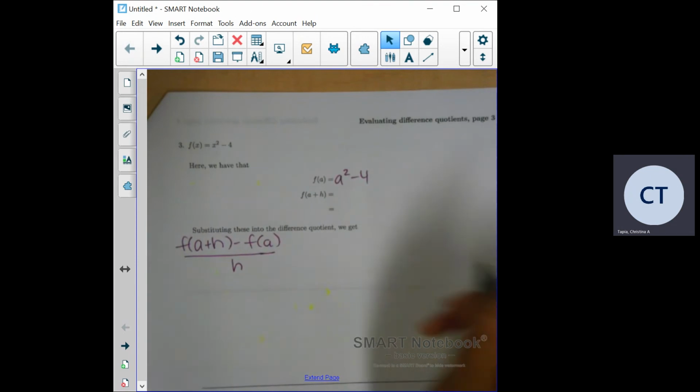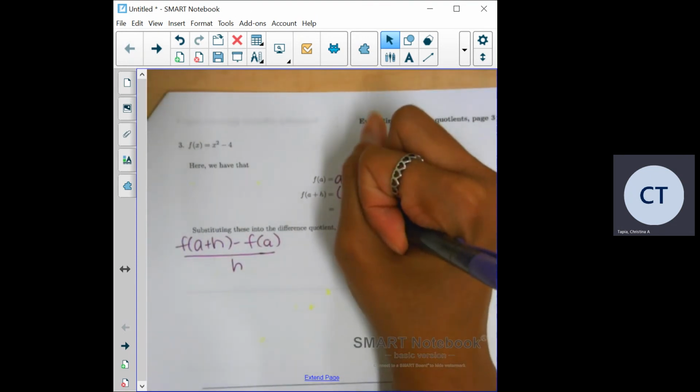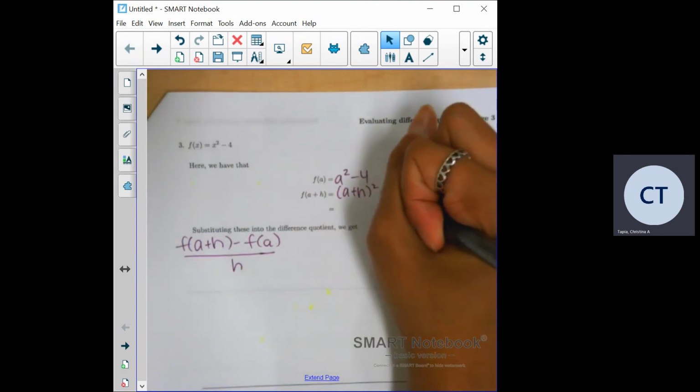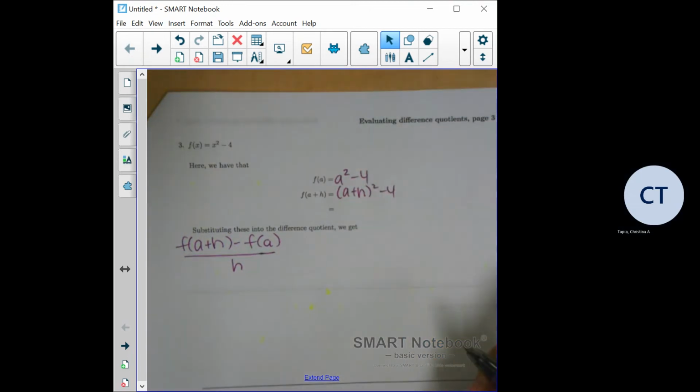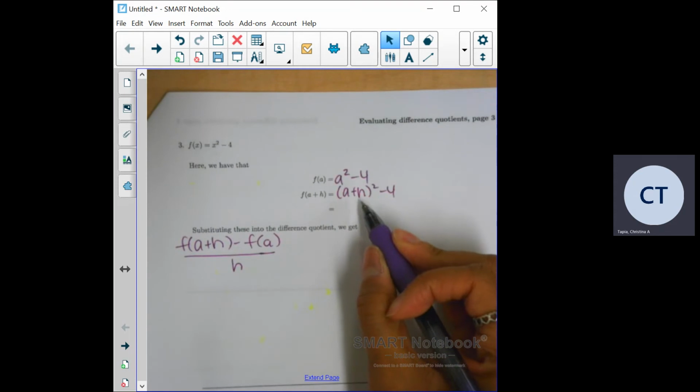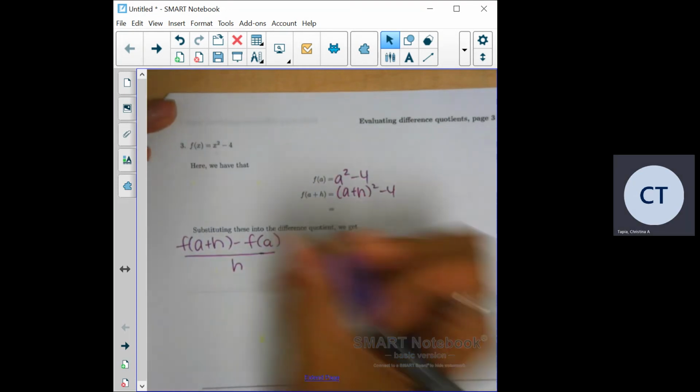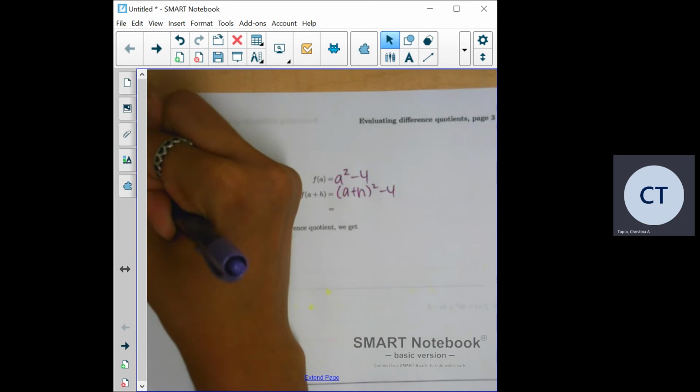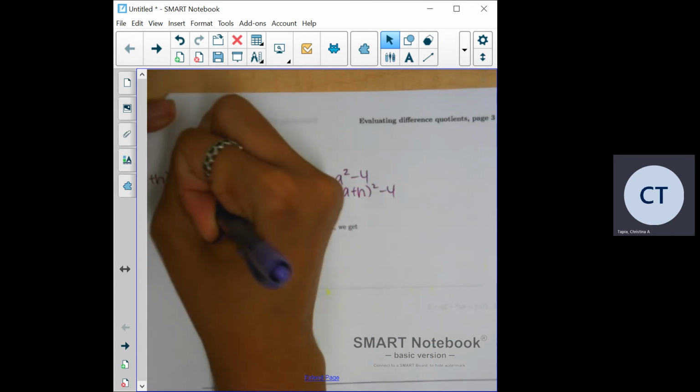For the a plus h, though, we have to do something a little different. I need to do (a plus h) squared minus 4. Can I just distribute that to both of those? No, what do I have to do? FOIL. So over here to the side, I'm going to put (a plus h) times (a plus h).